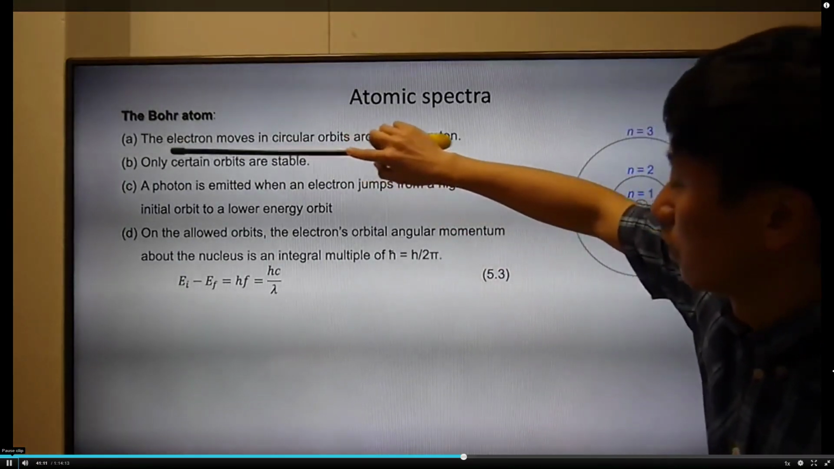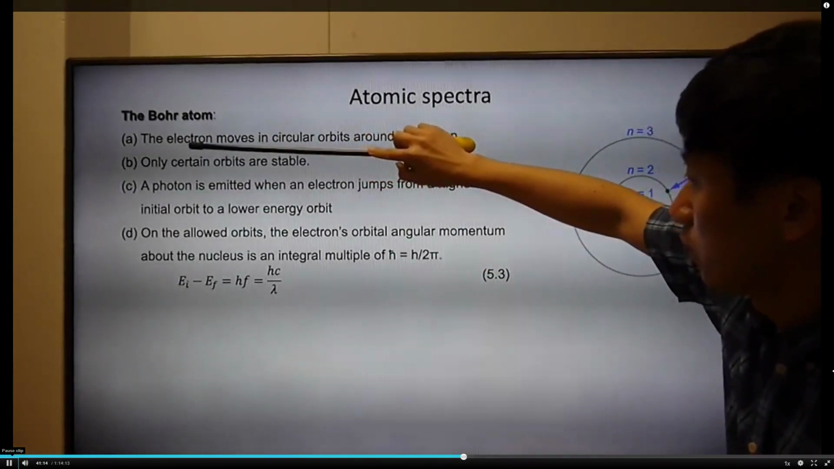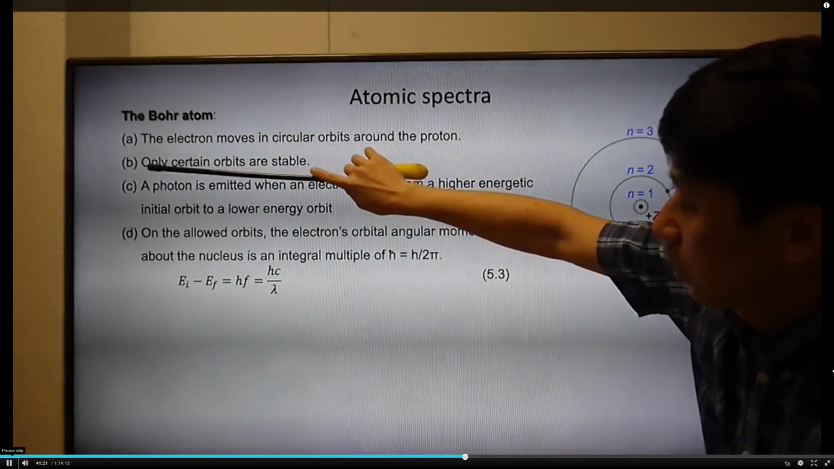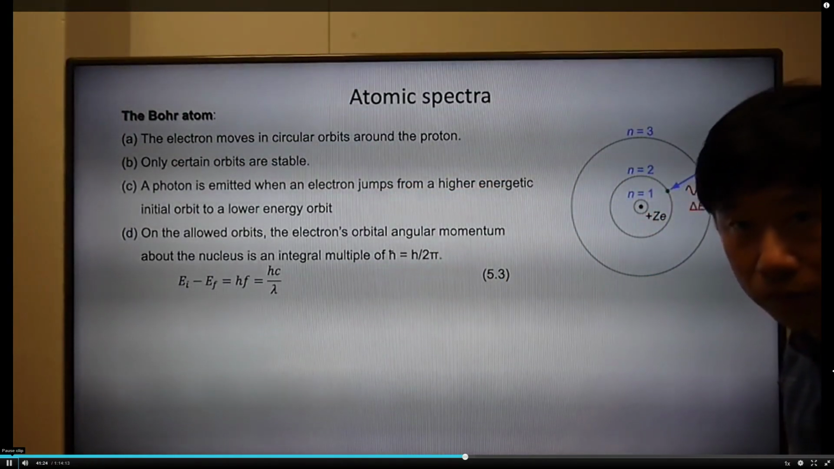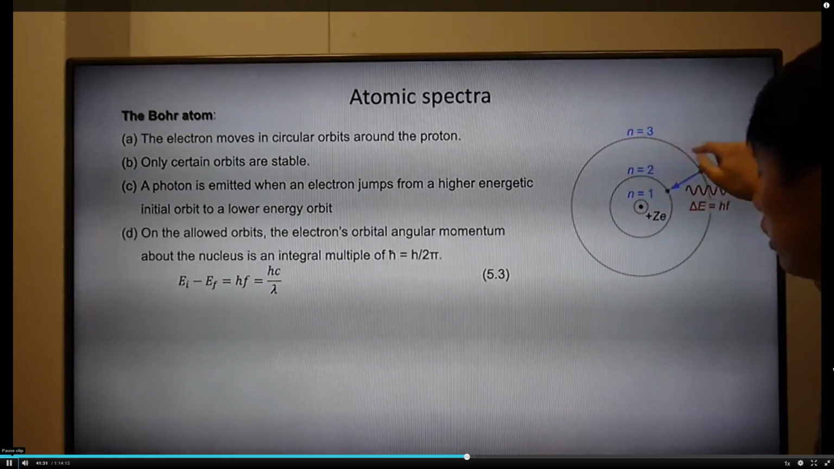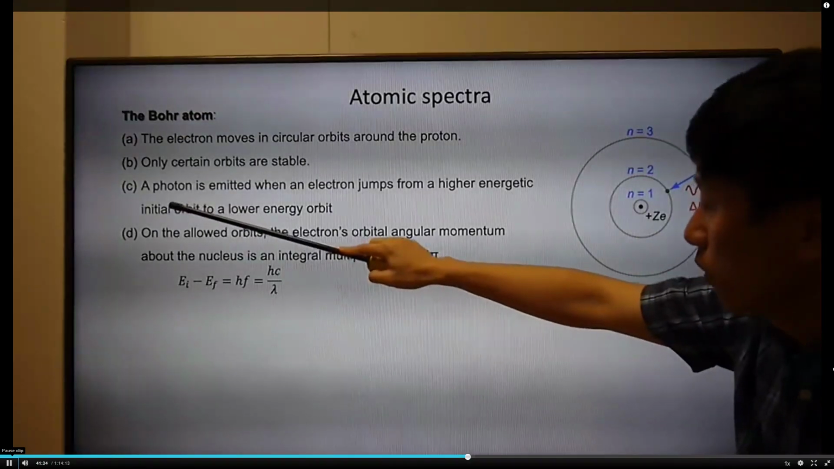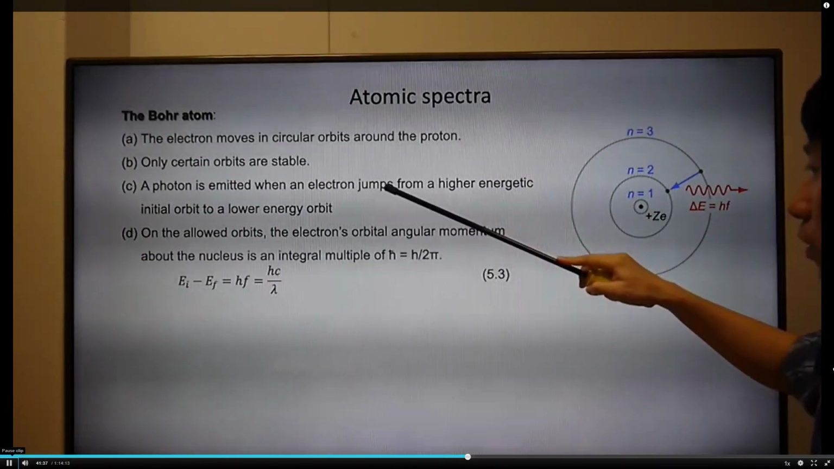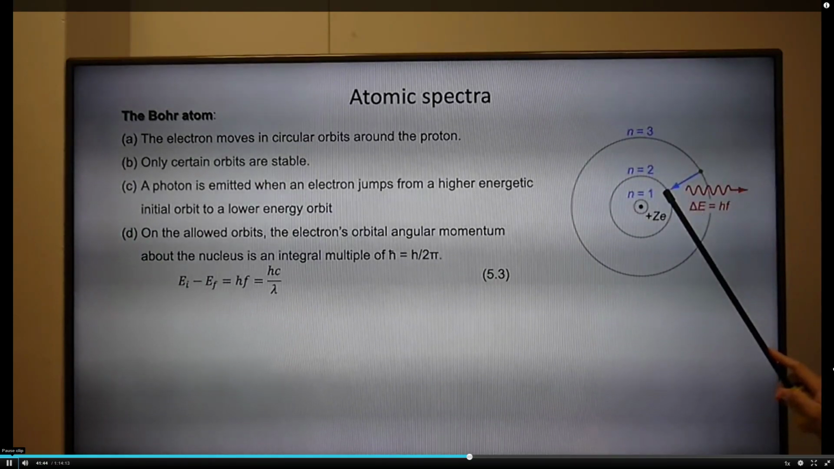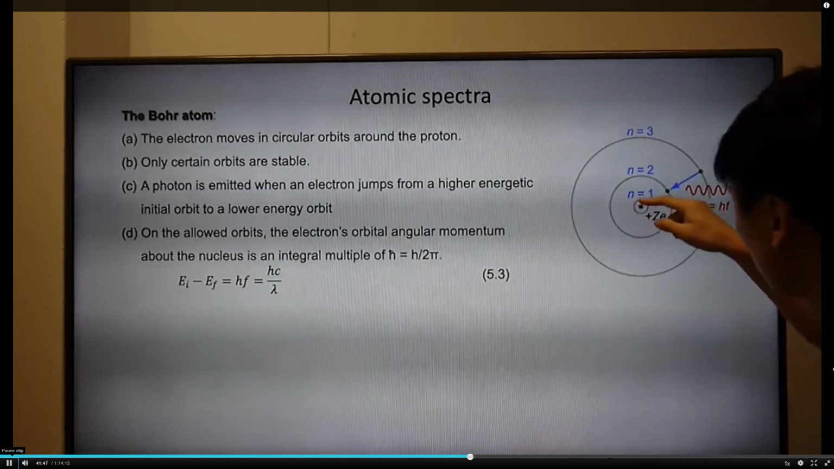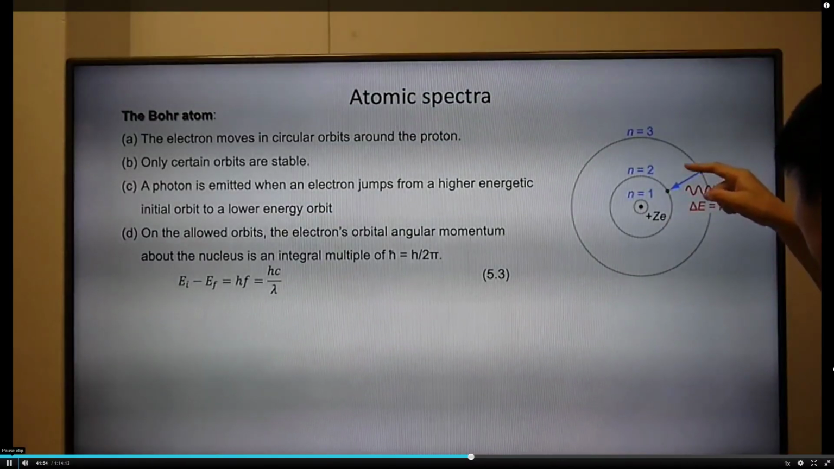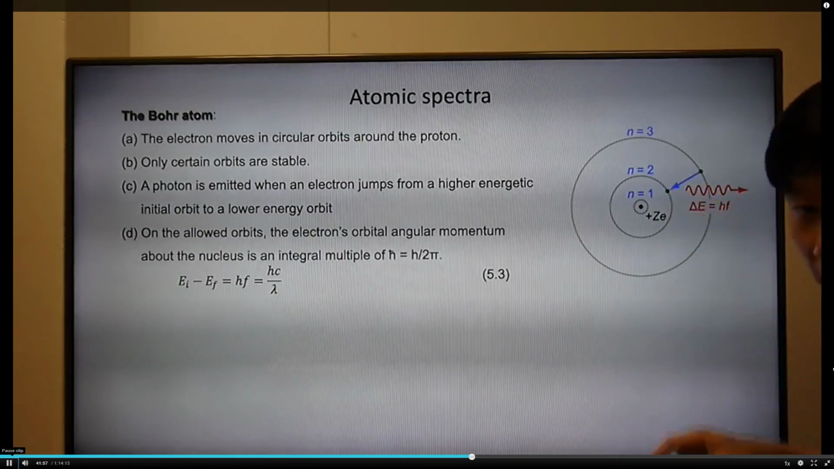Okay, to summarize, the first assumption is that the electron moves in a circular orbit around the proton. Second, only certain orbits are stable. So the orbits are not continuous; there are only certain discrete orbits. A photon is emitted when an electron jumps from a higher energy initial orbit to a lower energy orbit. Each orbit has a certain state energy value, the potential energy. Once the electron makes a transition, it releases the energy in the form of a photon.